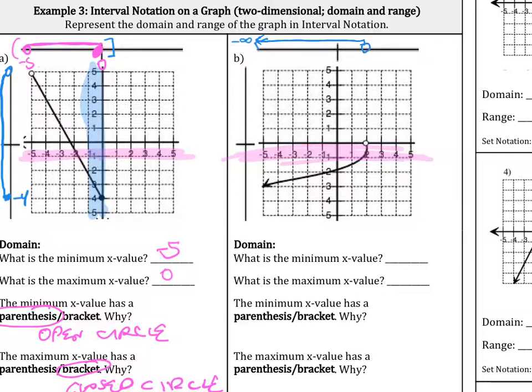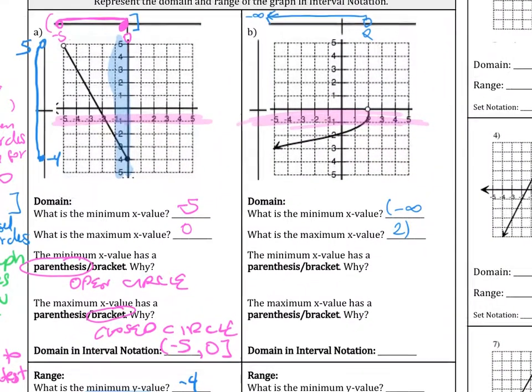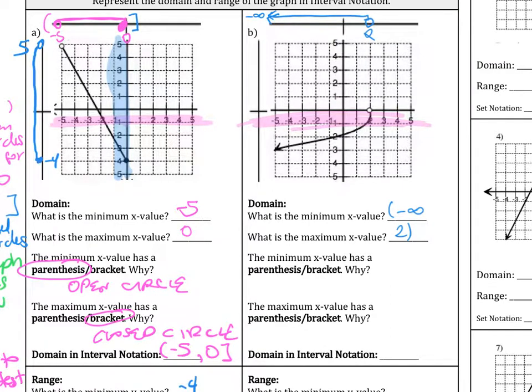So the minimum value is a -infinity, and I talked about it before. That's a parentheses. Then the highest x value is a 2, and that's also a parentheses because that's an open circle. So minimum parentheses because it's a -infinity, and then the right is also parentheses because it's an open circle.